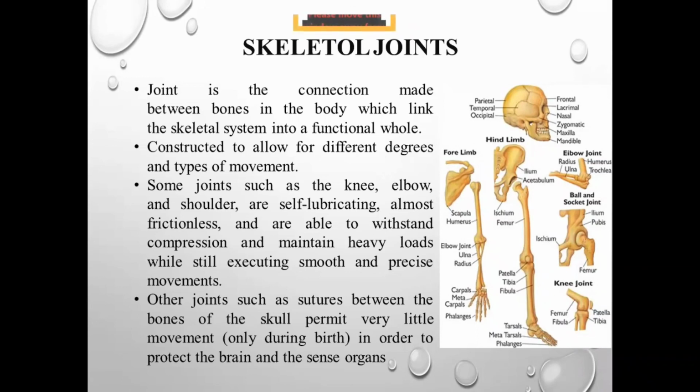Some joints such as knee, elbow, shoulder are self-lubricating, almost frictionless, and are able to withstand compression and maintain a heavy load while still executing smooth and precise movement. So here the joints are self-lubricated by the hyaline cartilage, as I said, which helps. Why? Because these are the places where the shoulders, your elbows, your knees, and your ankle are, where the maximum compression will be maintained with heavy loads.